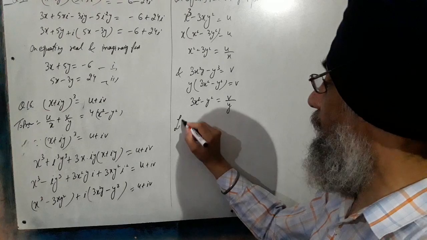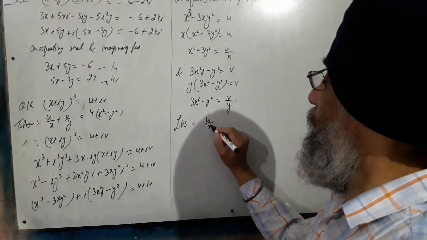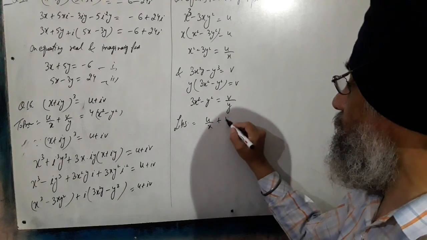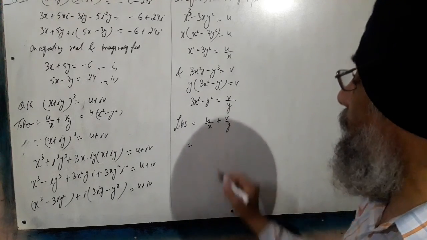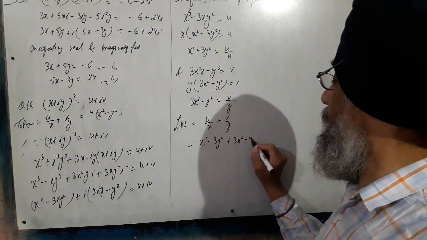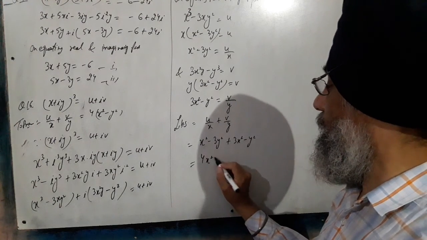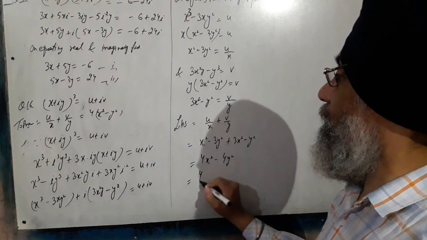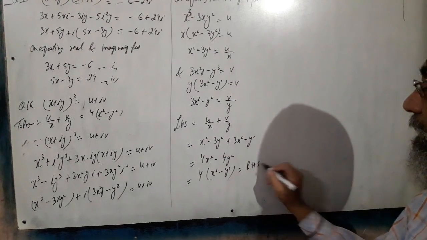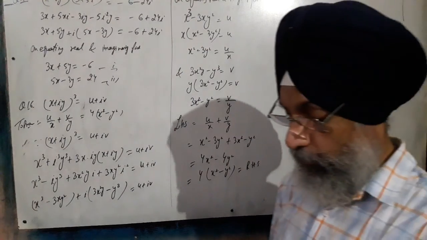If you take the left hand side of the identity that we have to prove, that is u upon x plus v upon y. U upon x is x square minus 3y square, v upon y is 3x square minus y square. It's 4x square minus 4y square, taking 4 as common, 4 times x square minus y square, that is the right hand side. That is what you had to prove.